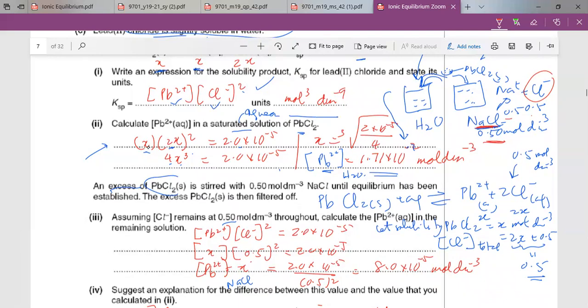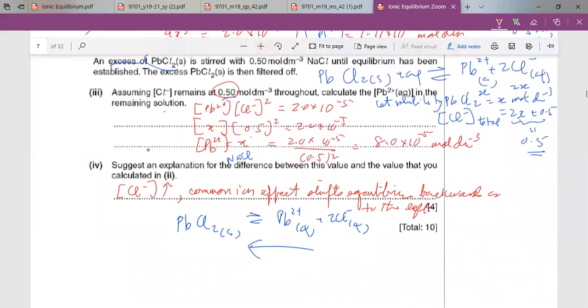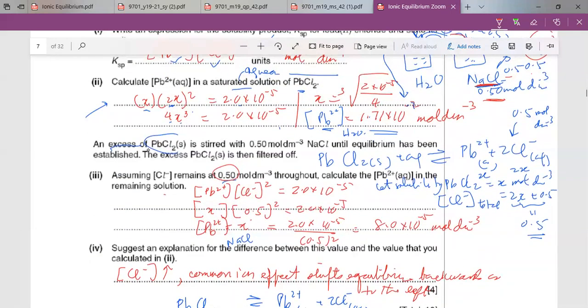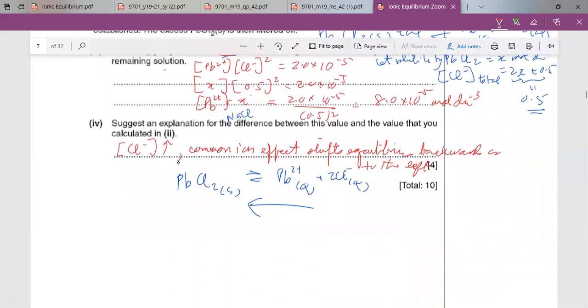The excess of PbCl2 is filtered off, assuming Cl- remains the same. I'll explain what I mean. Throughout, we are covering the Pb2+ in the solution. Now, this is PbCl2 that you dissolve here. You can do this before and after. Actually, I used to use the before and after method. Before you put it in there and after you put it in there. This is the simplest way.